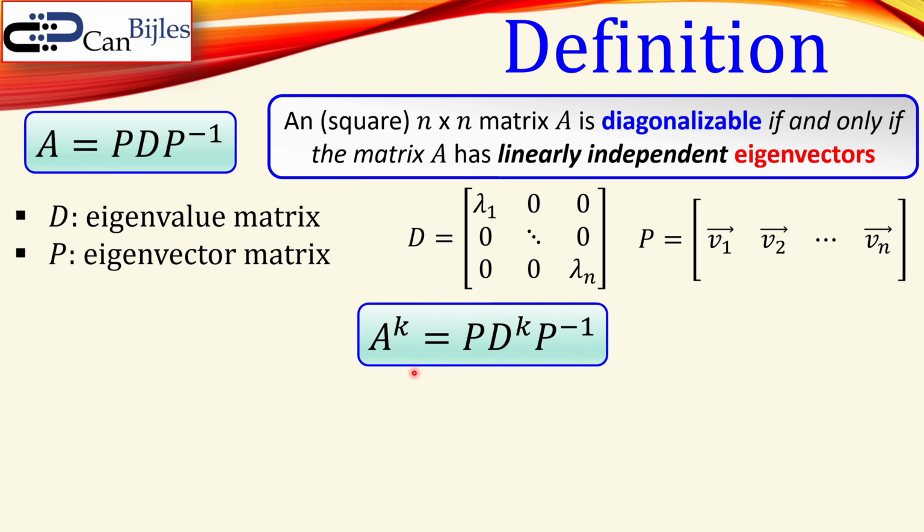So now in order to calculate the power, so A to the power, let's say 5 or 10, you can use this formula. Only the matrix D is taken to the power k, and the other two matrices are just multiplication. That's the power of diagonalization.